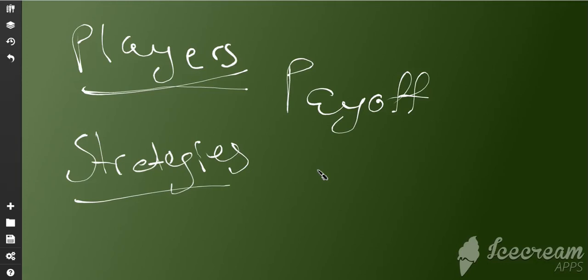So, types of game situation. There are basically 5 types of game situation in game theory. Let's start talking about cooperative and non-cooperative games.